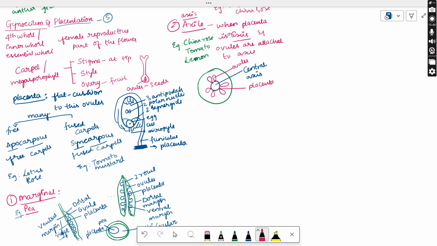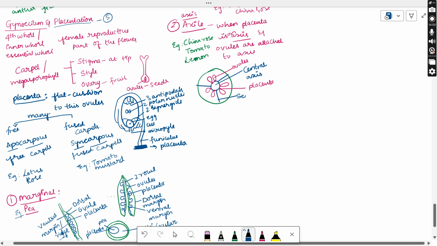Now, the special case is that this particular one will be divided into chambers. From the central axis to the ovary wall, you can actually find true walls. These true walls are called septa or septum. So the true septa can be seen. Because of the presence of these true septa, this whole ovary is divided into chambers. Here you can see three chambers because of the presence of three septa. So whenever the placenta is present on the axis and all the ovules are attached to this axis, we call it axial type of placentation.